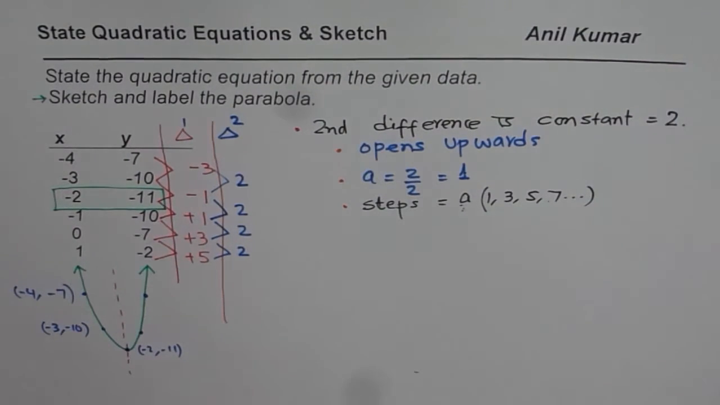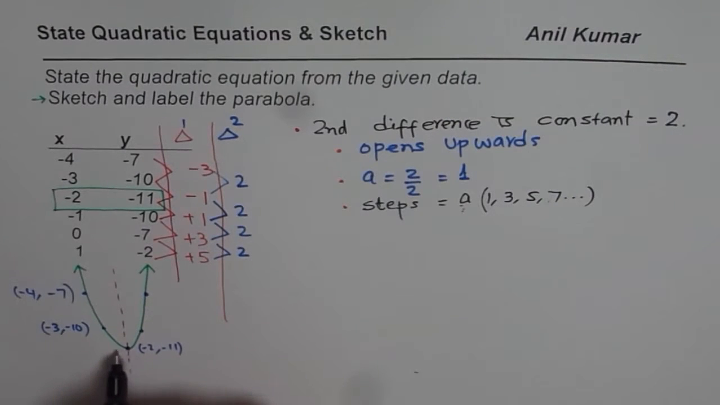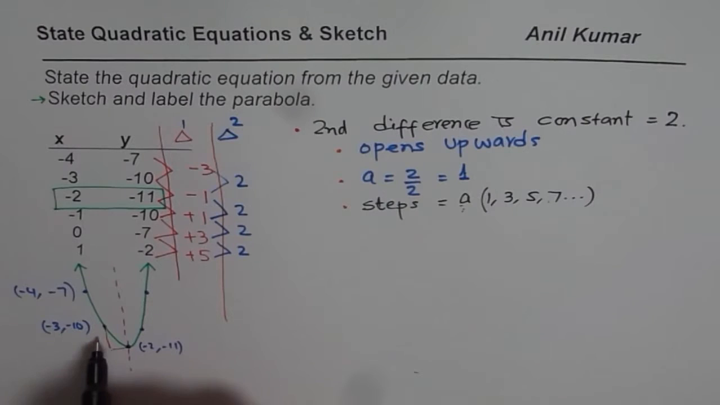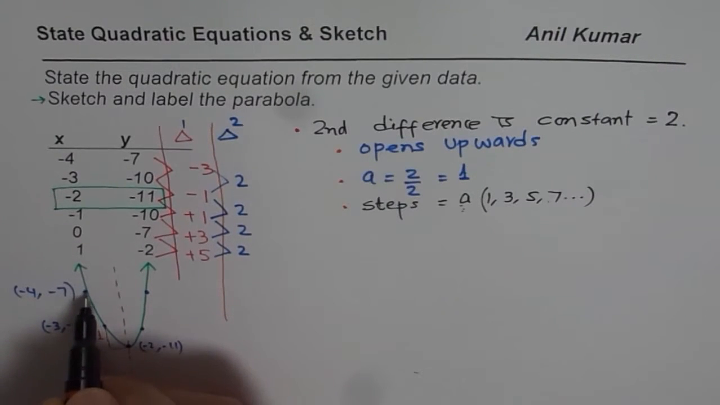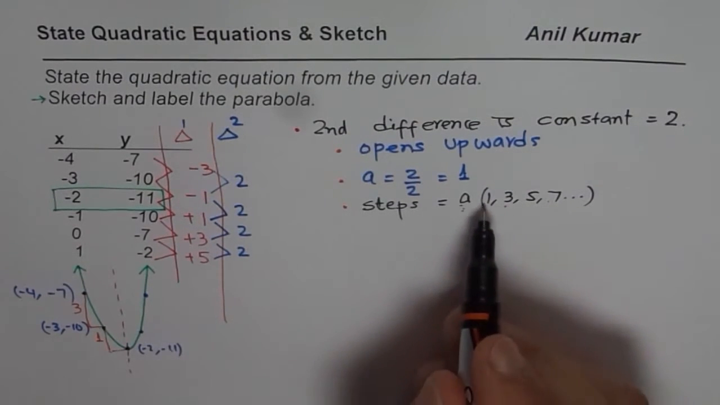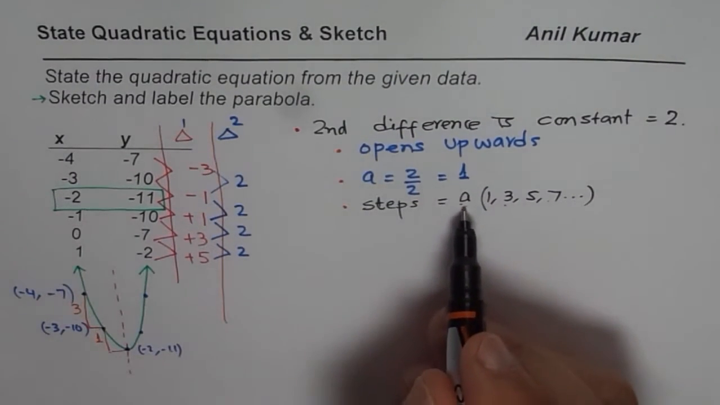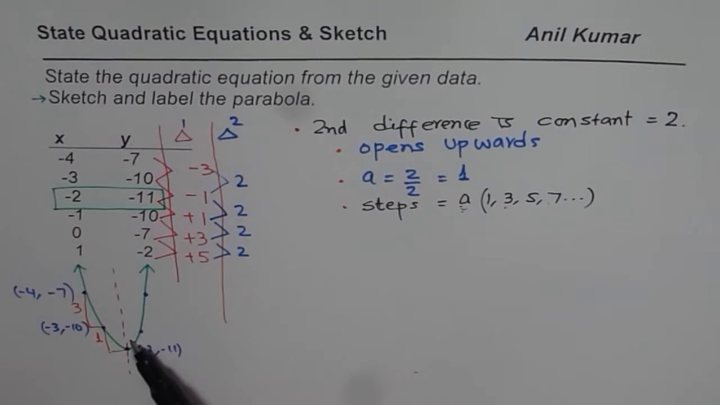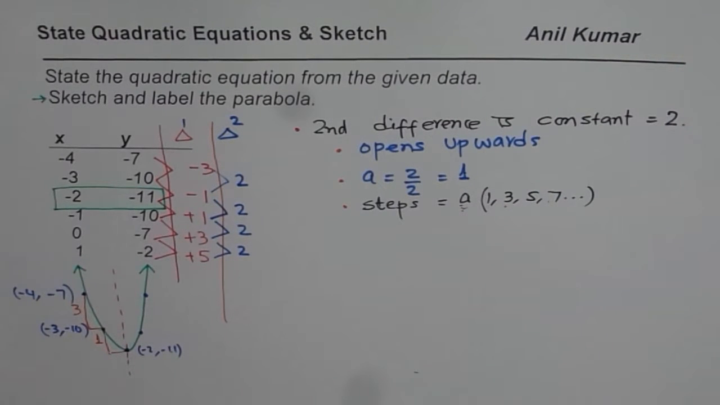So what I'm trying to say here is, if you move from the axis to the next point, the first step which you take is 1 up. Do you see this is from minus 10 to minus 11, 1 up. And the second step is 3. So that shows that the value of a is 1, correct? So from the steps you can get the value of a. If you sketch the graph, you're getting the idea, right? So that is how it is.